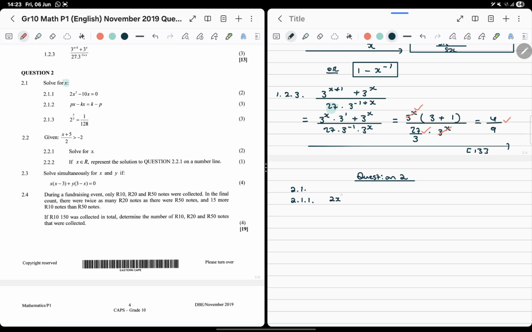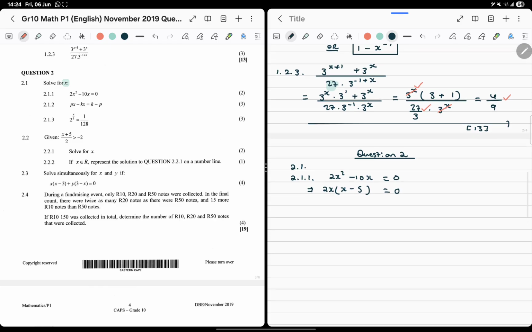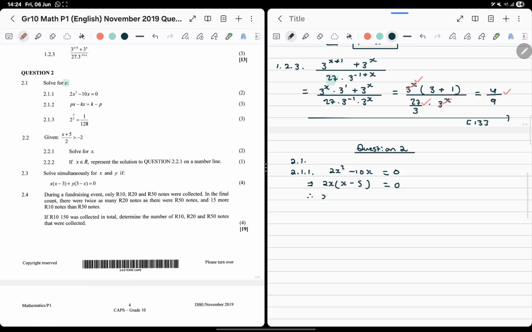So this is 2x squared minus 10x equal to 0. All right. So we can see there's a highest common factor of 2x, into x minus 5 equal to 0. Therefore, x is going to be 0 or x is going to be 5.